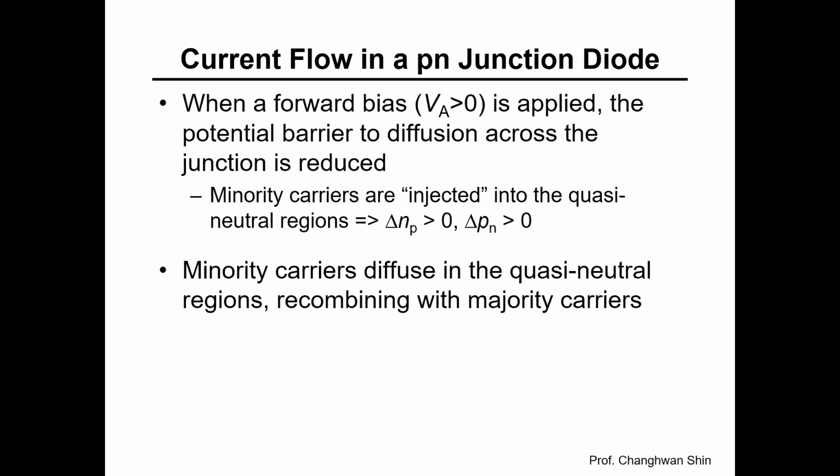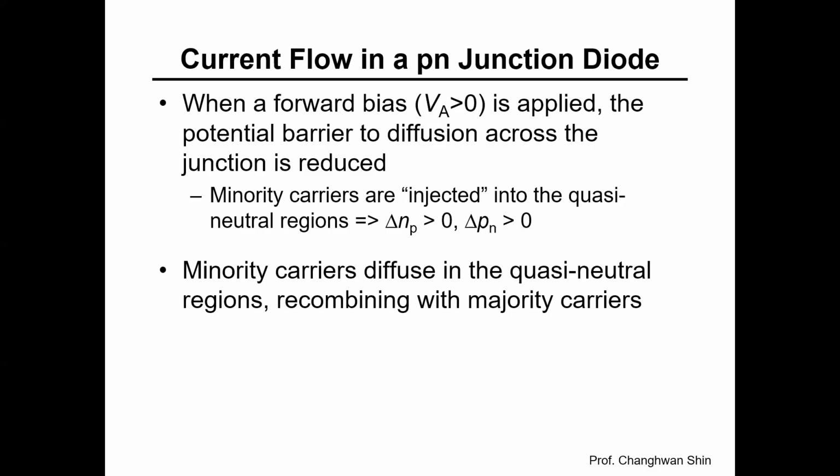So let's begin with what happens when we apply a forward bias to a PN junction. When we say forward bias, we mean applying a positive voltage, VA is higher than zero, to the P side relative to the N side. What happens then is quite interesting. The potential barrier that normally exists at the junction becomes smaller. Think of this potential barrier like a hill between two valleys.